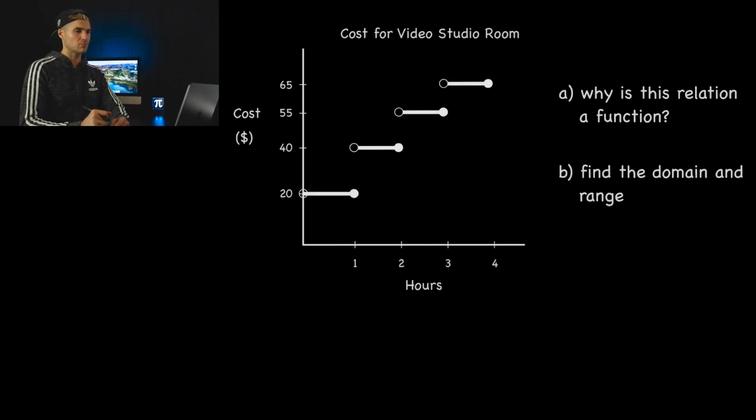Patrick here, moving on to the next video dealing with domain and range of functions. This scenario in particular is a real life scenario, if you will. We are given this graph showing what the cost for a video studio is depending on how many hours you rent it for. First, we have to talk about why this relation has to be a function in relation to the real world scenario. And then we have to find the domain and range from this graph.